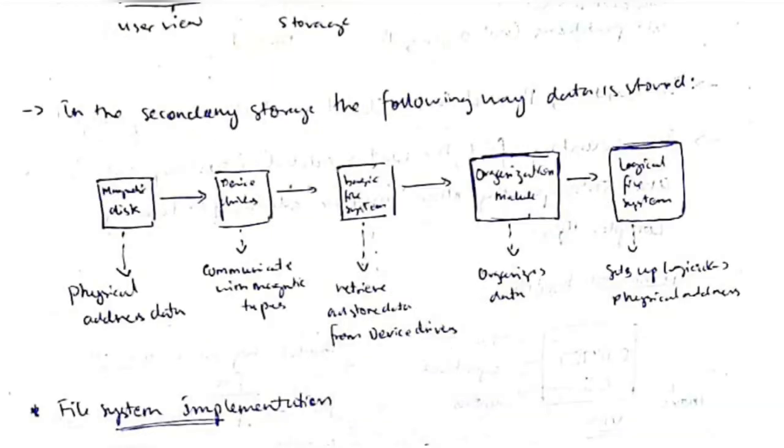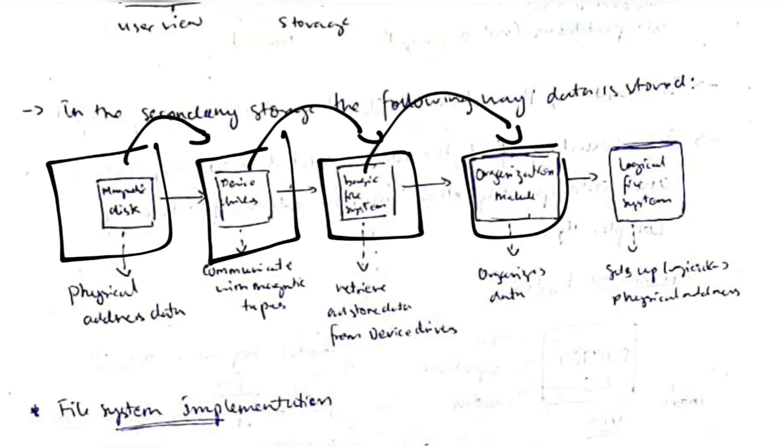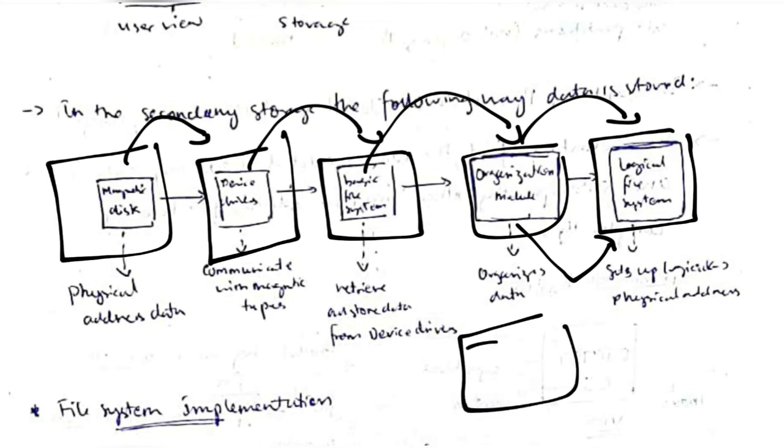So basically, it's a five-step process. At the lowest level, the magnetic disk stores the data, and by using the device drivers, we can translate this data into raw data, which will be stored by the basic file system. It will not be organized. To organize the data, the organization module will be used, and then finally the apps which use the data will be able to process the data and show it to the user on the screen, by running and executing the code and the program.